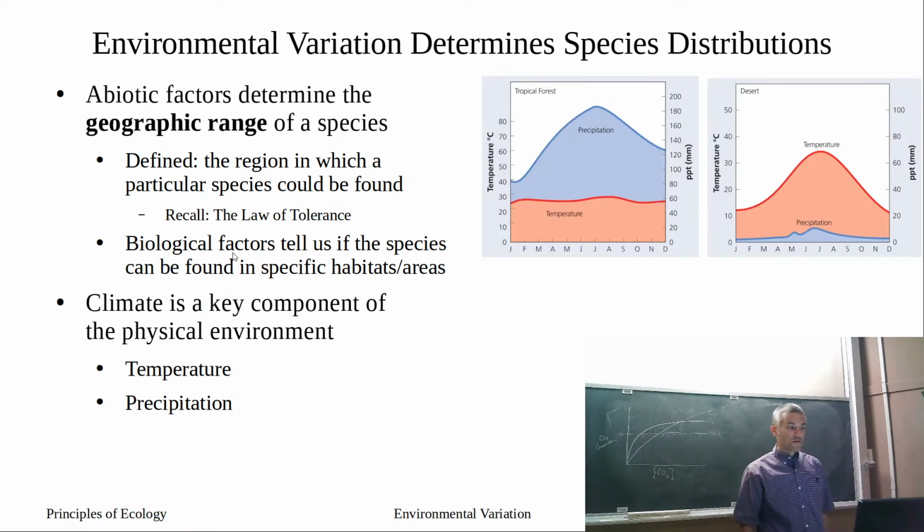Because that's where the biological factors come into play. So our species first has to be in its tolerance zone, and that is determined by the abiotic factors, and then all of the other biological factors that go into our species presence or absence have to dictate that yes, the species can survive here.